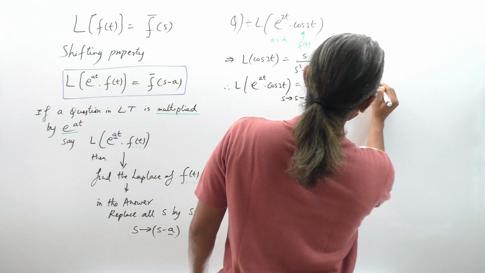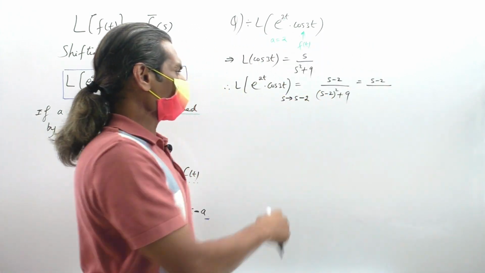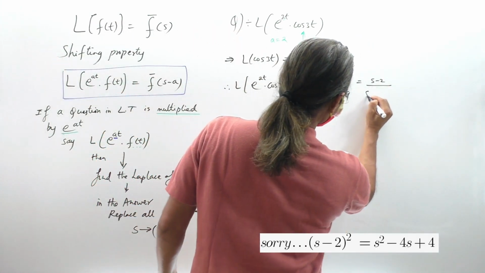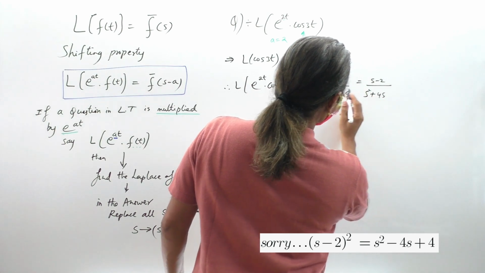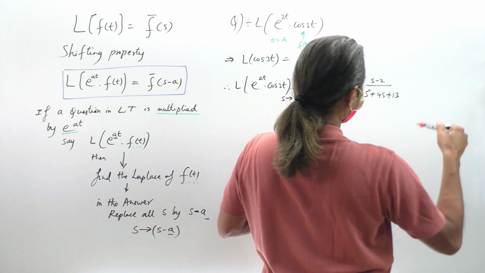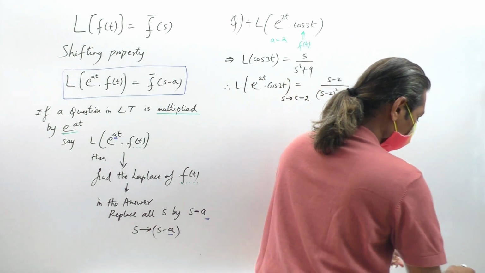That will be s minus 2 by, what is s minus 2 the whole square? It is s square minus 4s plus 4. So s square minus 4s, 4 plus 9 is 13. That's the answer. See how beautifully it is solved.